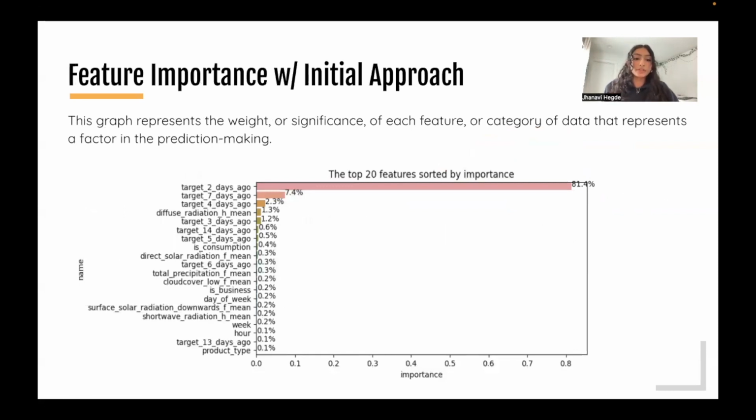This graph here represents the weight or significance of each feature or category of data that represents a factor in the prediction making. Each category represents a node of the decision tree. The highest feature, target 2 days ago, represents the same target variable that we're essentially trying to predict, but from 2 days earlier. Based on this graph, we can assume that target 2 days ago is one of the first nodes of the decision tree, as it has the most influence in the decision making of the prediction model. As the target 2 days ago data was the most recent data available to the model, we hypothesized that a target 1 day ago feature would be of even greater importance.